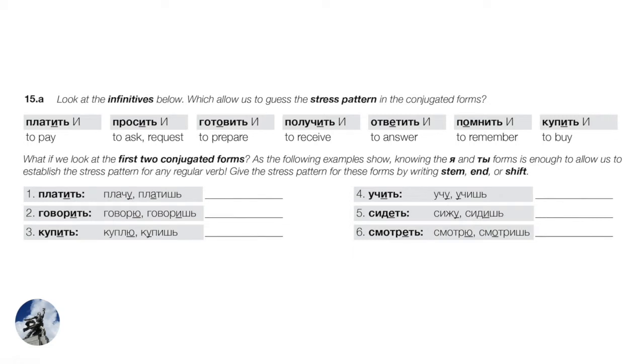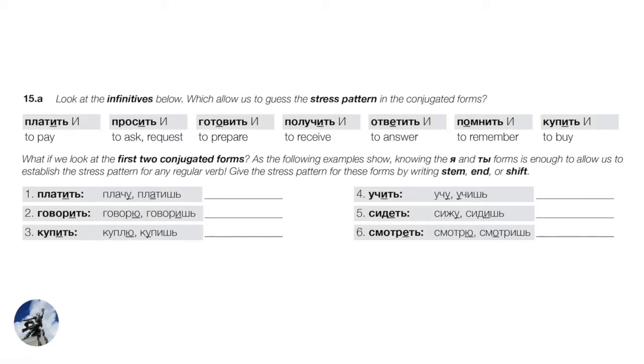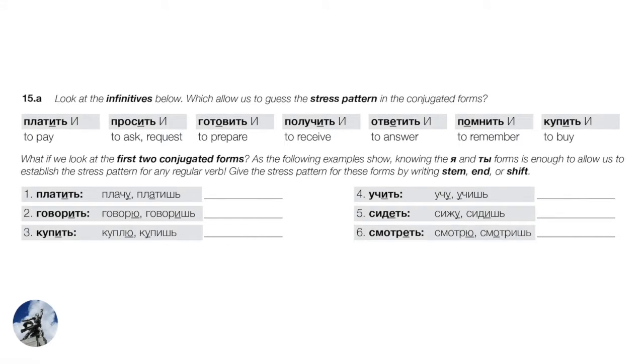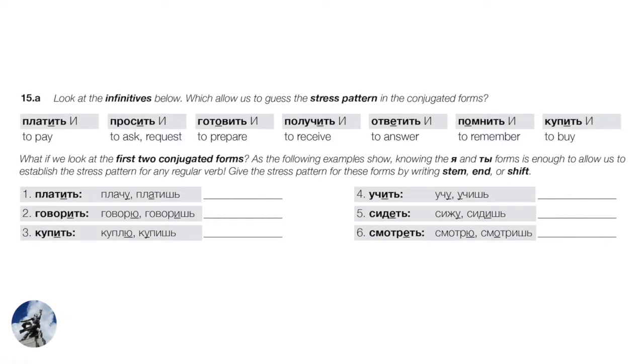Now we do know in either case that the ja form will be in stressed, right? So we know for certain that the ja form will be plaću. But then the question is, will the ti form be platish or platish? And we really have no way of knowing that. Okay, moving along. Prasić, same problem, right? We know the first singular will be prasiu, but the ti form, will it be prosish or prasish? We have no idea based on the infinitive.